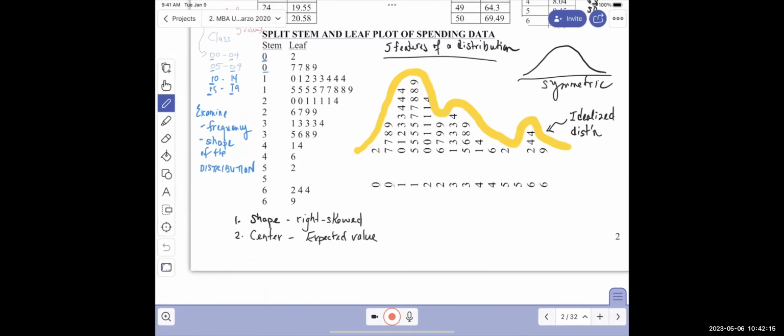So the expected value for a right skew distribution, or I'm not even going to say right skew, I'm just going to say a skewed distribution, because it doesn't matter if it's right or left. You can also call it asymmetric.